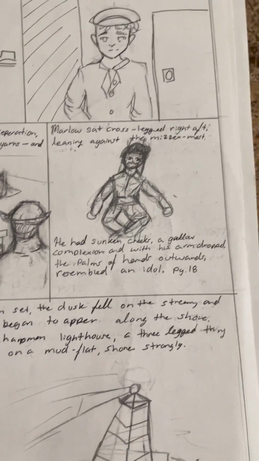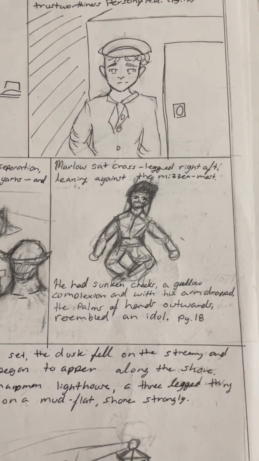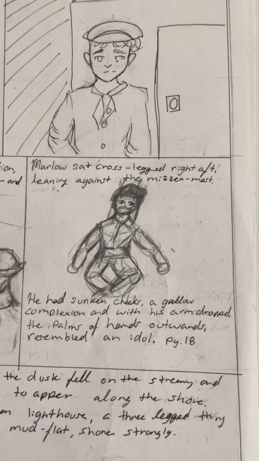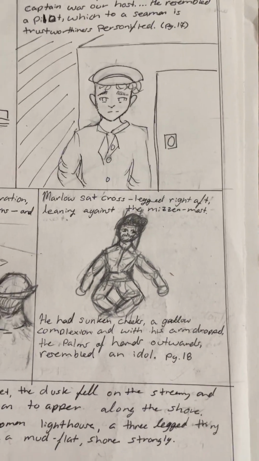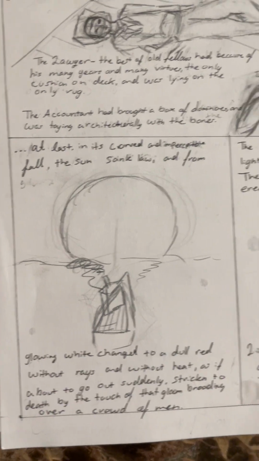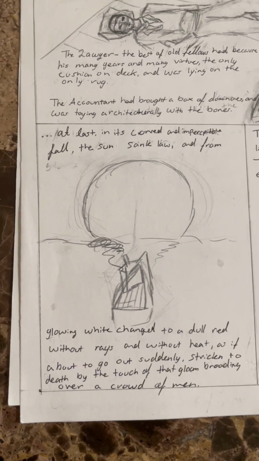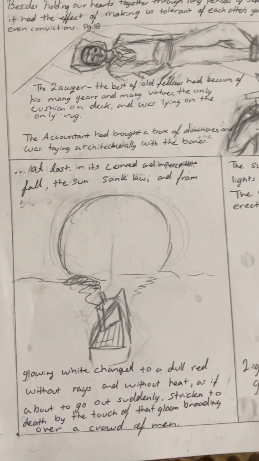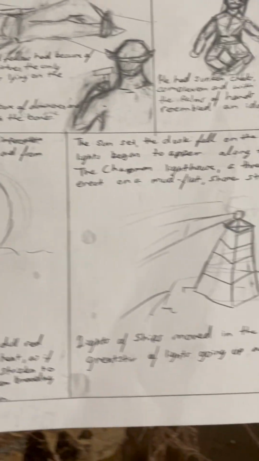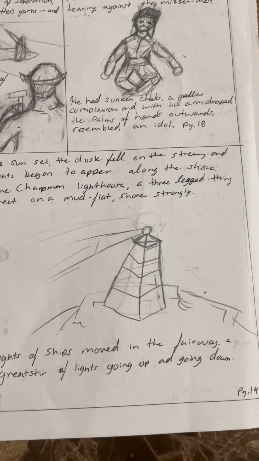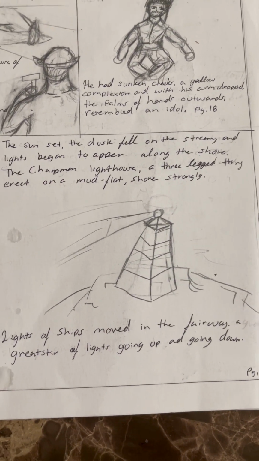Marlowe opens up as he has sunken cheeks, a yellow complexion, and he is cross-legged, laying against a mizzen-mast, which is a pillar of the ship. The next scene opens up where the boat is driving down the river and the sun is setting. Then the lighthouse is on, showing that it is now nighttime.